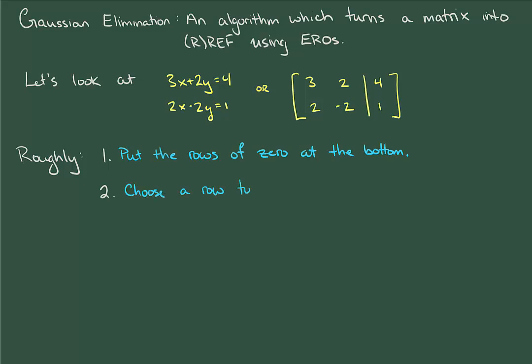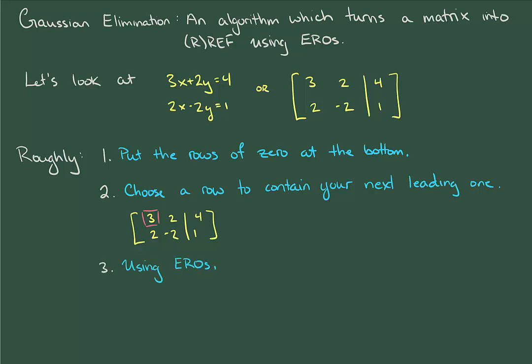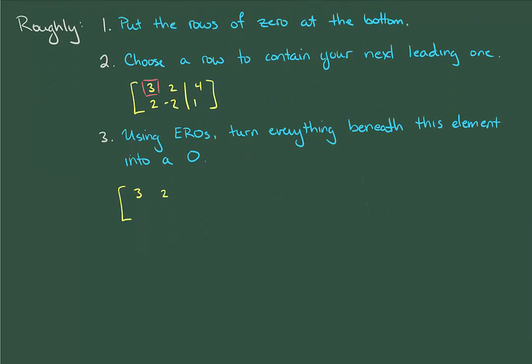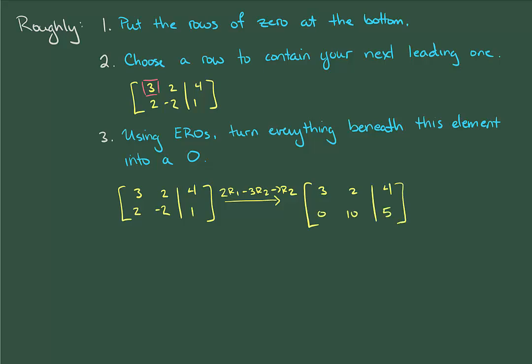So now I'm going to choose a non-zero row to contain our next leading one. In this case, I'm just going to choose the first row, which means that this 3 here is going to become a leading one. And to get this step-like pattern, we're going to use the EROs to turn everything beneath the 3 into a 0. And that requires a little bit of thinking to do. There are many ways to do this, and the way I'm going to do it is I'm going to multiply the first row by 2 and the second row by -3 and add them. If you do this, you'll see that the x coefficients cancel, and so putting that into row 2 gives this matrix.